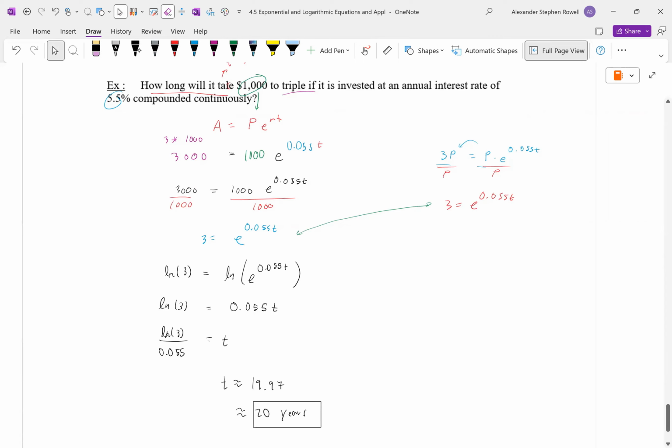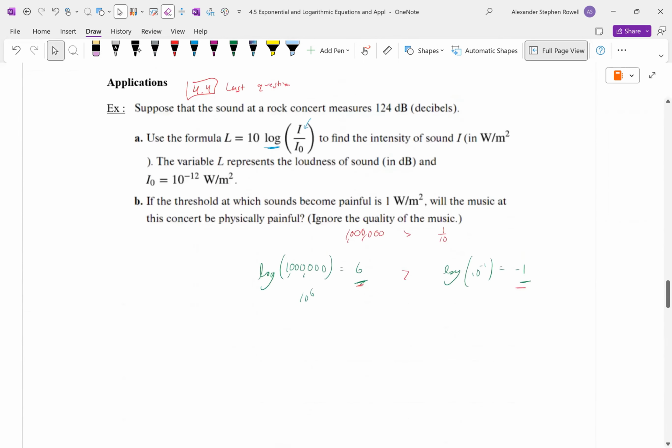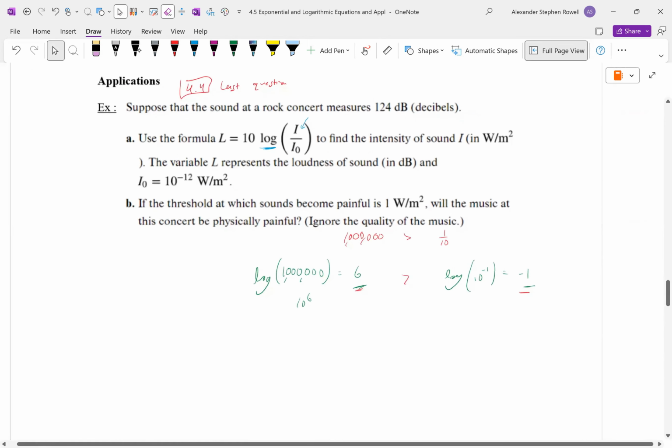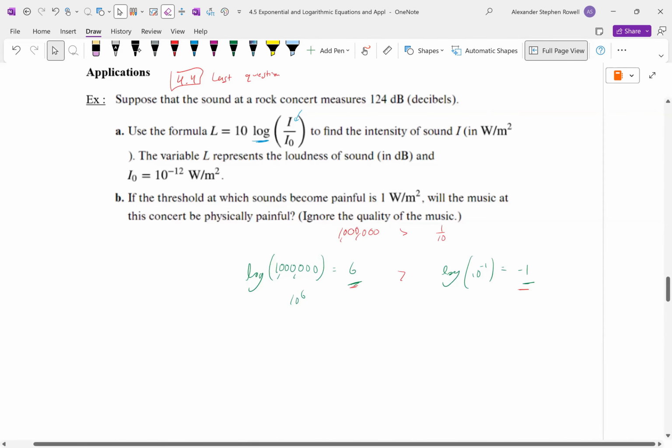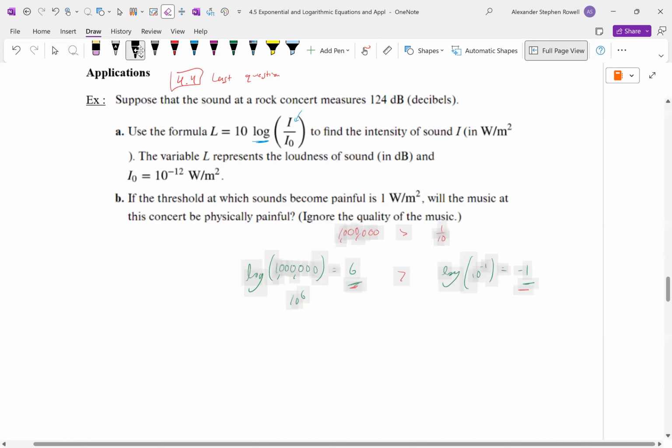Are there any questions about this? We do have more time, so I'm going to go back to that problem I skipped. Suppose that the sound at a concert measures 124 decibels. Use this formula where the intensity of sound is I. Variable represents the loudness of sound. Let me move this to the side.